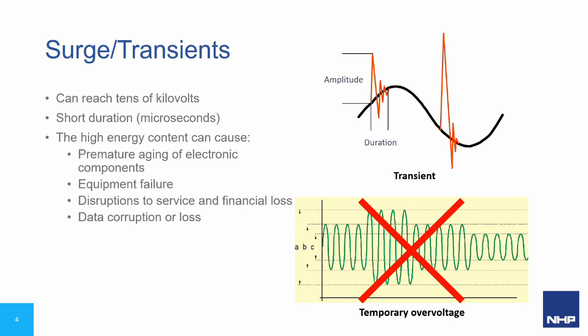Some of the common faults caused by transients or surges include premature aging of electronic components, component malfunction, data corruption or loss, equipment failure, or disruptions to service.